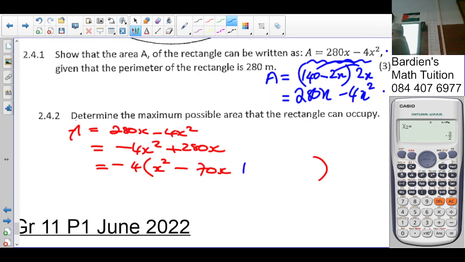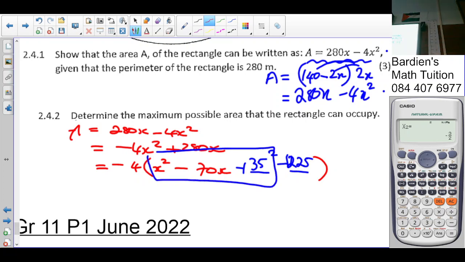To complete the square, we must add a number and subtract the same number, of course. So 70 times half is 35, and 35 squared is what? 1225. Okay. So these are your perfect square trinomial. So it's negative 4 into x minus 35 squared, minus. What is 35 squared minus 1225?